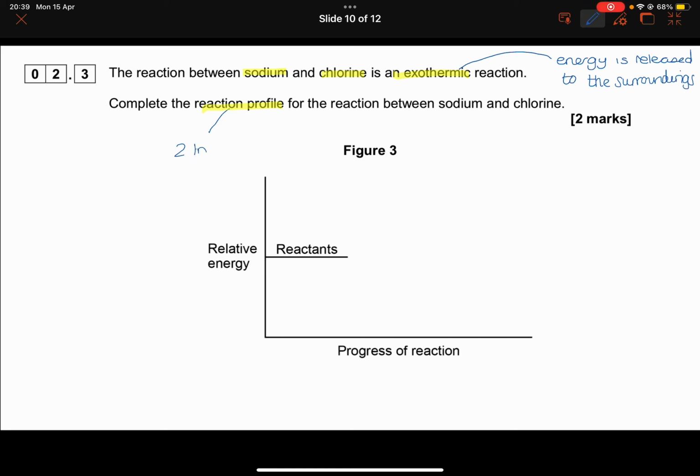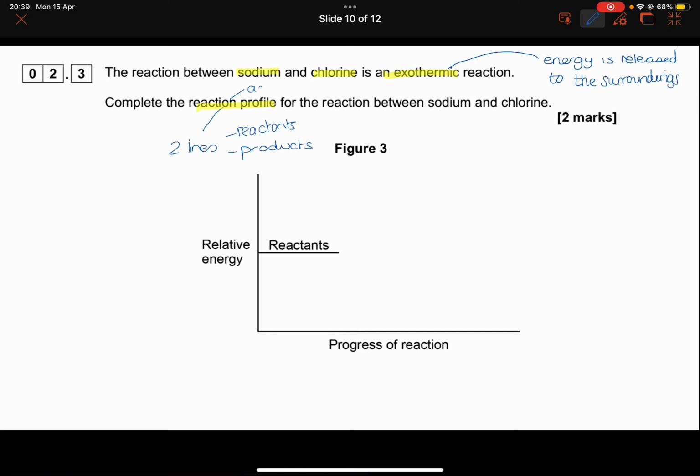So there's 2 lines on a reaction profile, one for reactants, one for products. You will also have sometimes activation energy labelled on it. Now this one doesn't say to label it, but a lot of the time it is a follow-up question, or it is part of the actual question itself to label the activation energy. And the other key bit is the overall energy change. We need to know where that is as well. So we'll just start by doing what the question is asking, and then I'll put that extra information as well.